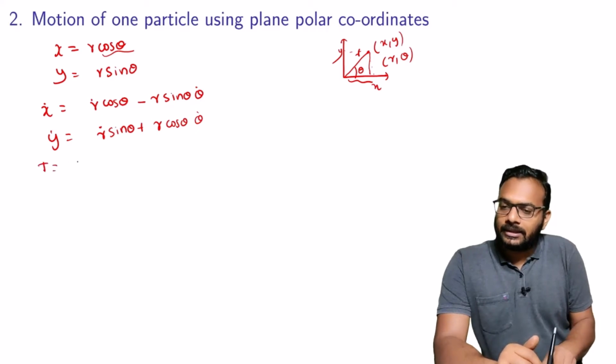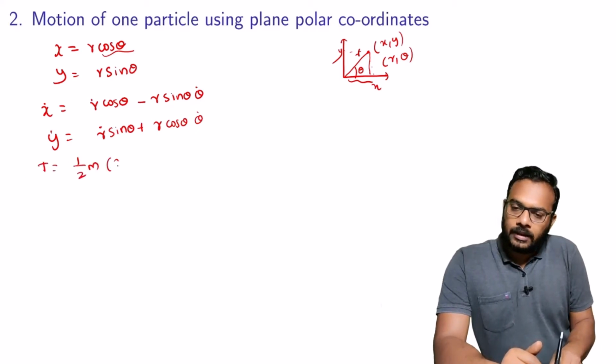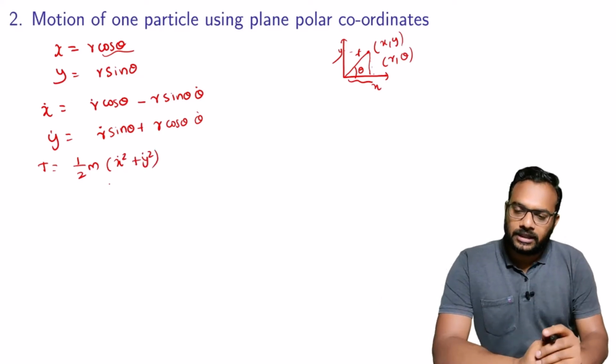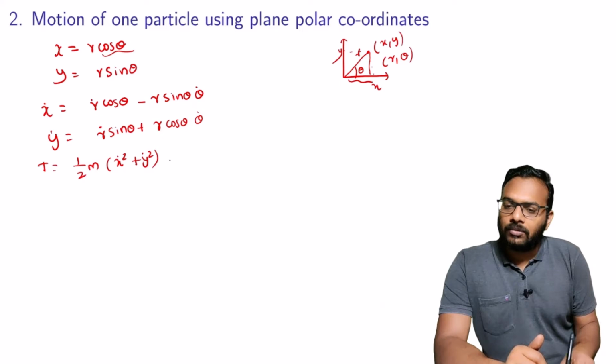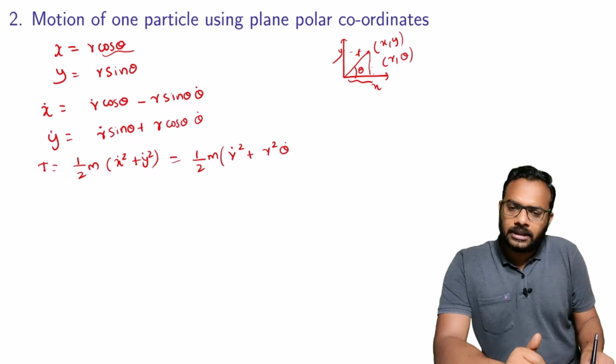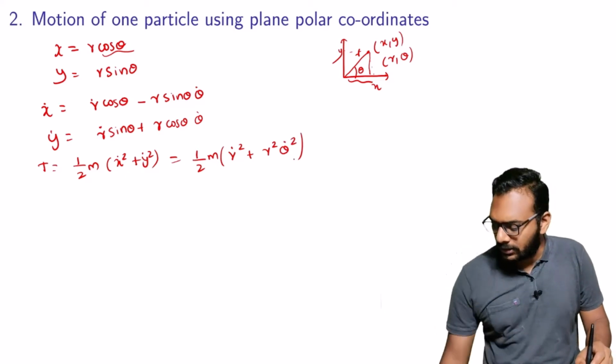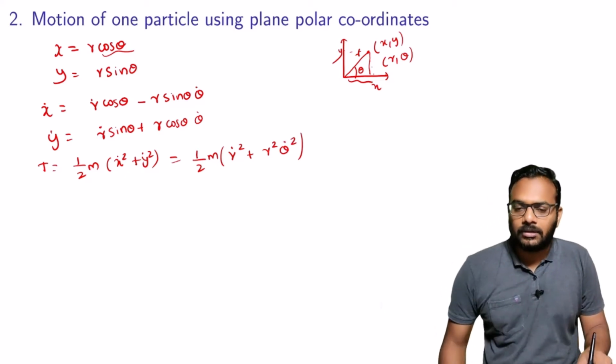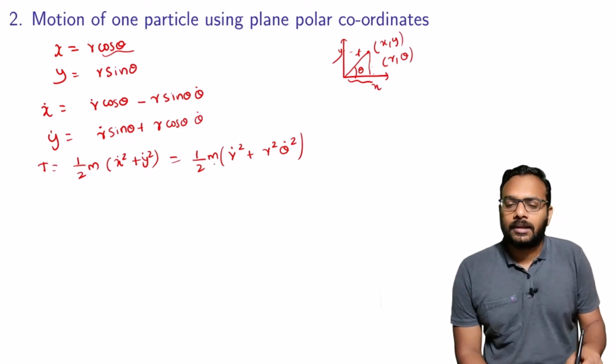What's the kinetic energy? T is equal to half m times x dot square plus y dot square. That's the usual definition for kinetic energy, right? And what do you get? You just square this and add, right? You will see that the kinetic energy becomes half m times r dot square plus r square theta dot square, or r theta dot whole square, okay?